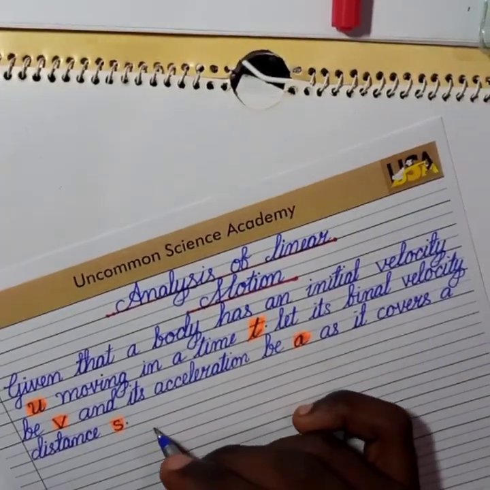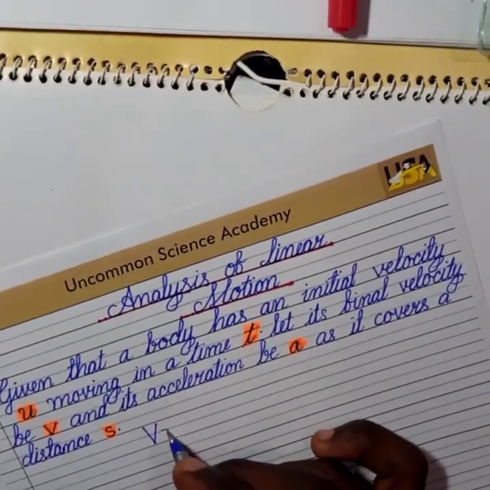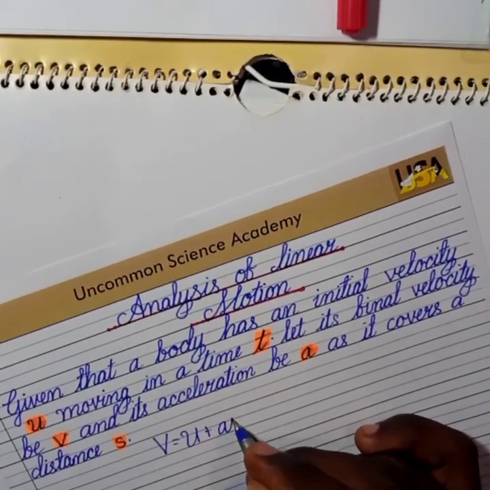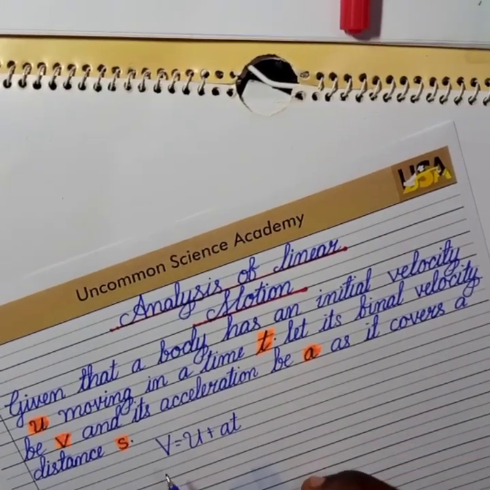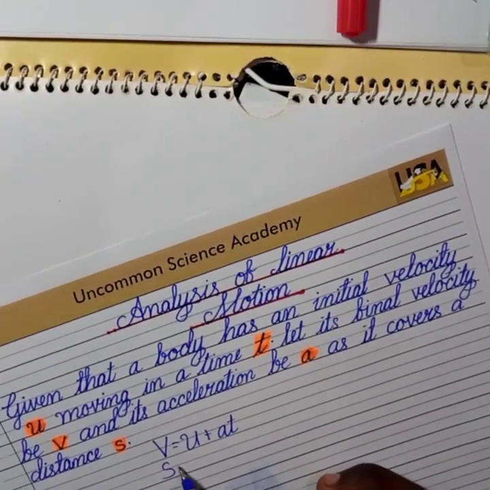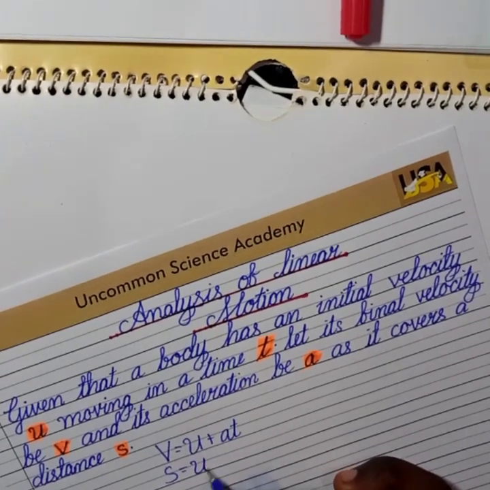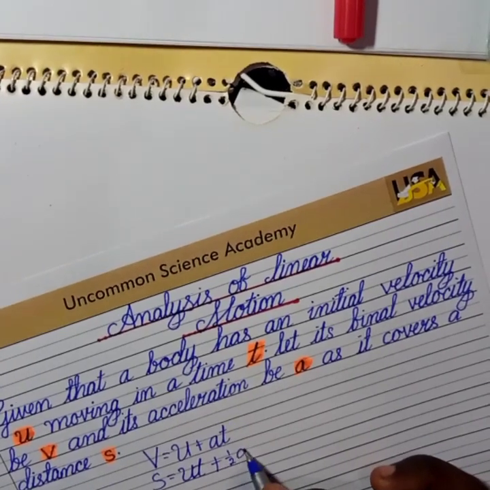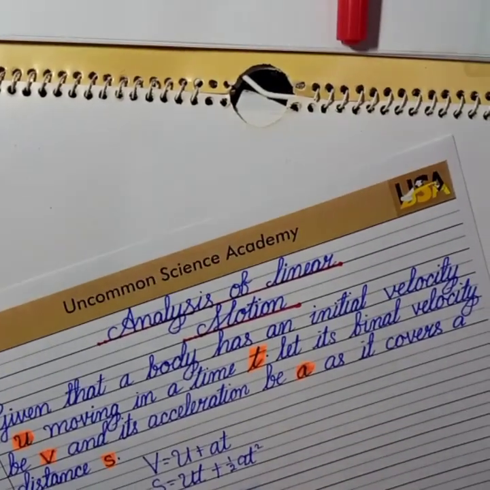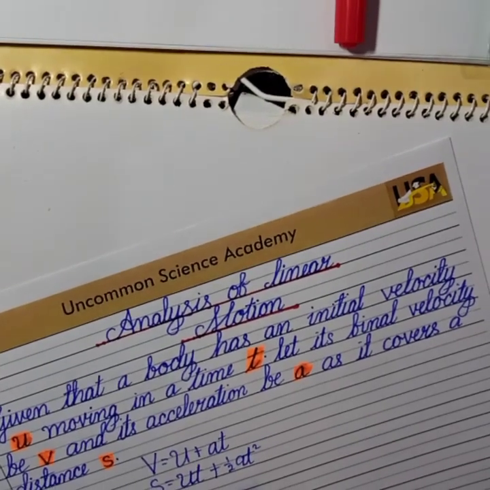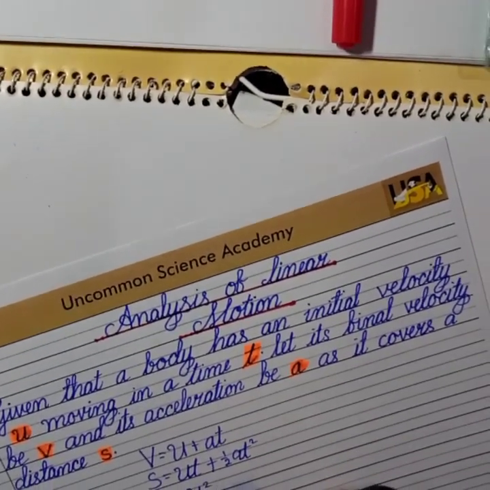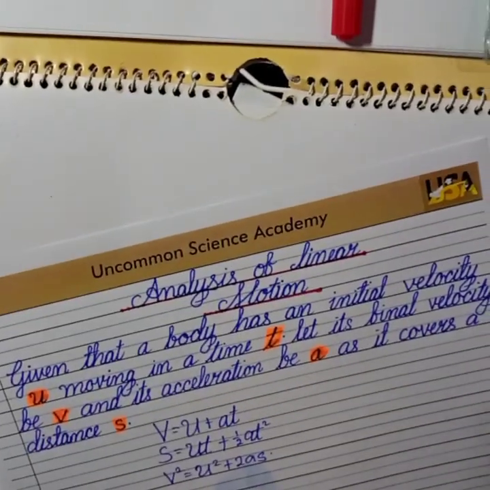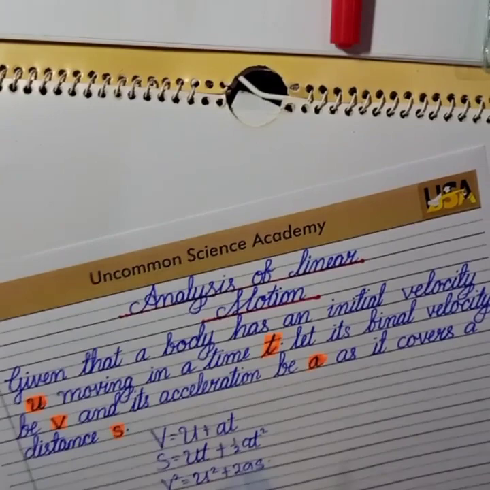The first one states that V equal U plus AT. And the second one states that S equal UT plus half AT square. And the third one states that V square equal U square plus 2AS. These are the three equations that we want to analyze together.